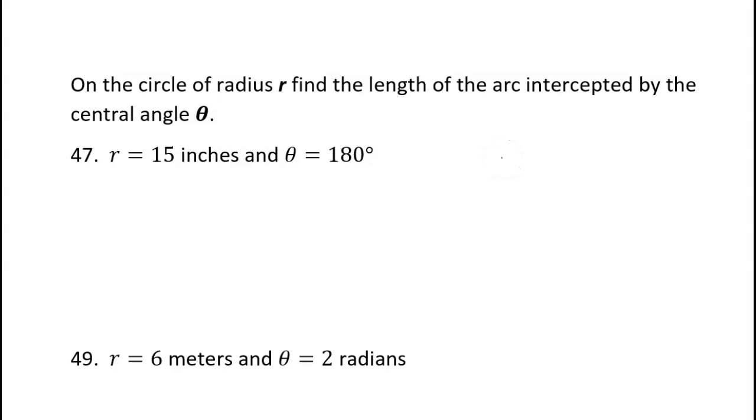Next one. On the circle of radius r, find the length of the arc intercepted by central angle theta. We're asked to find the length of the arc. That's the letter S from our formula we were using in the previous problem. Do you remember what that formula is? It's theta equals S divided by R. But in this formula, theta is an angle that's measured in radians. This formula implies that you're using radians, not degrees. So if we're going to make substitutions into the formula, we can't put in 180 degrees for theta. We have to use a number that's in radians. 180 degrees is half a circle. That's pi radians.